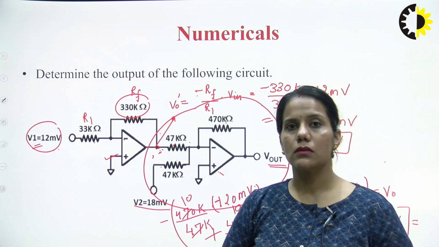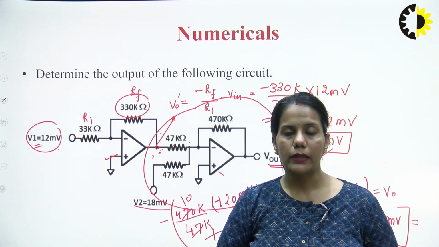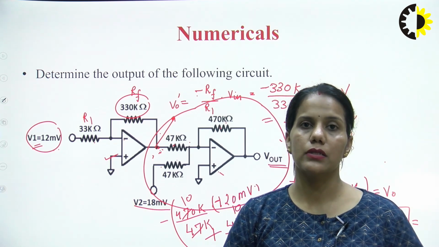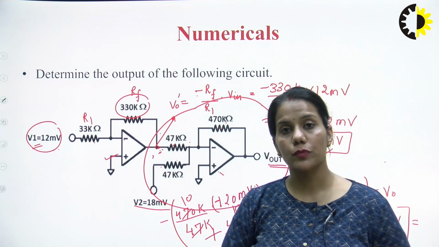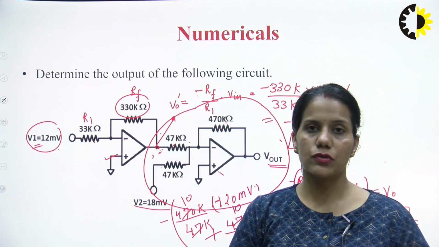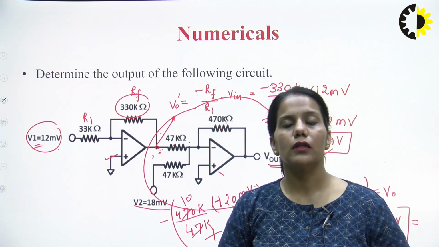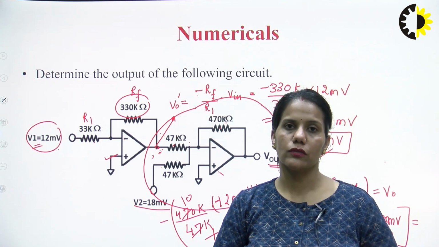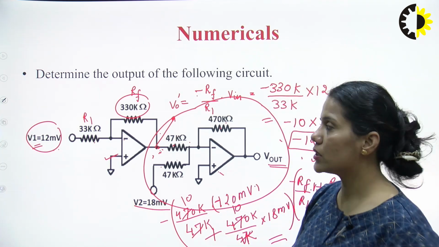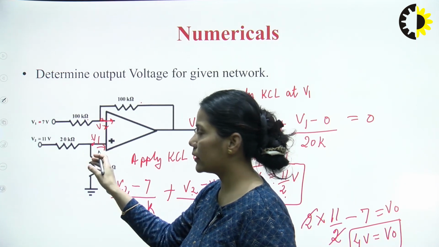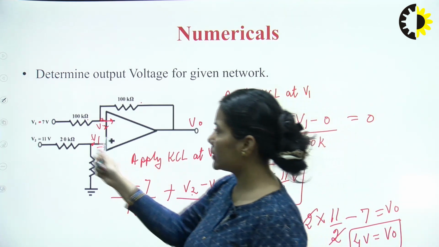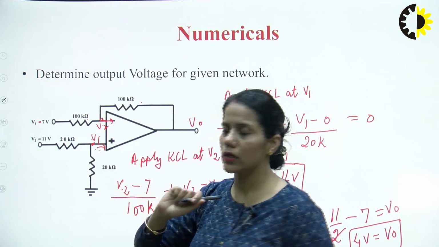Another concept is virtual short, that the two terminals, the inverting and the non-inverting terminals, are considered to be at the same potential. And what is the logic behind these two? Because the input impedance of the Opamp is extremely high, and the amplification factor is also very high. So due to these two rules, you apply KCL at the non-inverting terminal first, and applying this KCL you will get the solution.